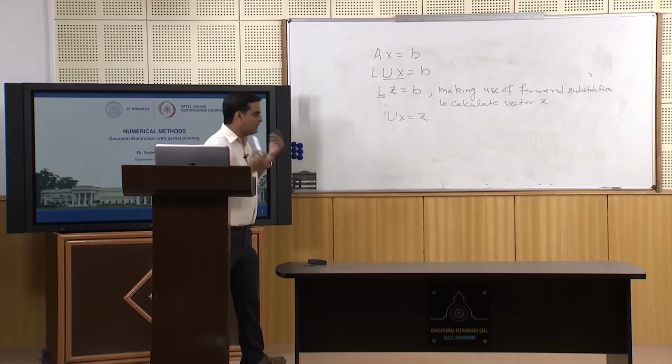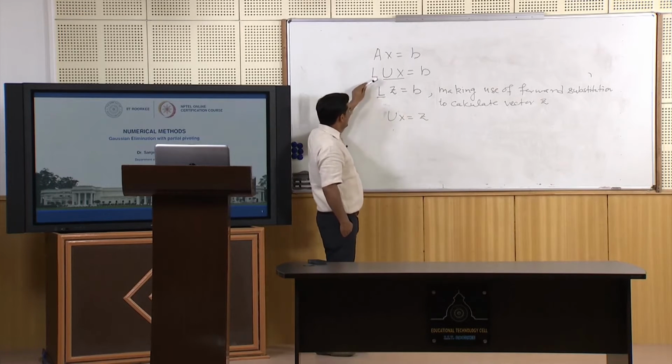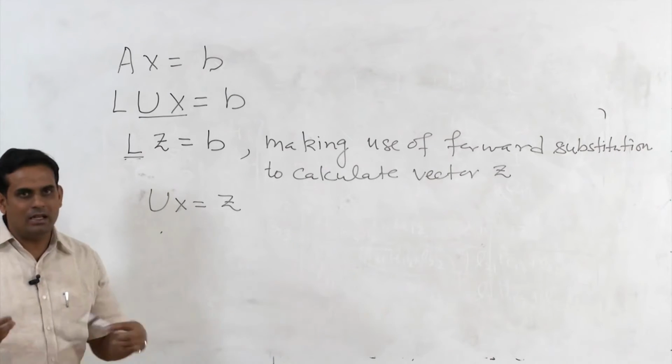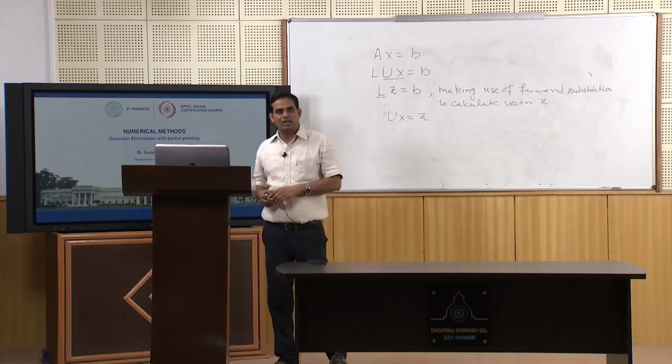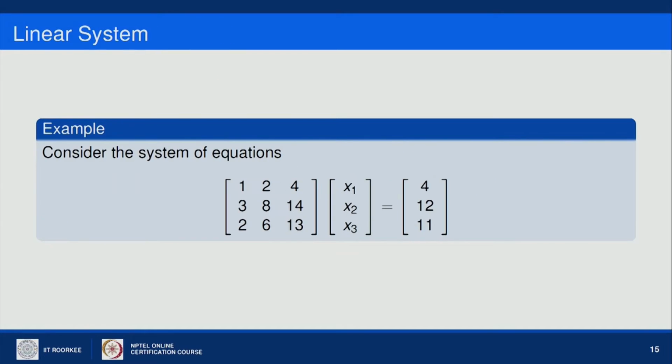So, here what we are doing? First we are decomposing our coefficient matrix as the product of lower triangular and upper triangular matrix, and then we are using forward substitution and finally back substitution. This is the example which I have taken earlier. So, suppose we have this system of equations: 1, 2, 4, 3, 8, 14, 2, 6, 13. So, 3 equations with 3 unknowns. The coefficient matrix is the same which I have taken earlier.